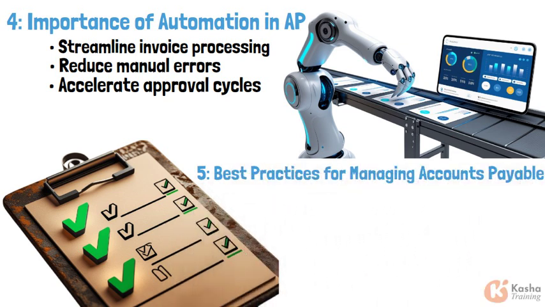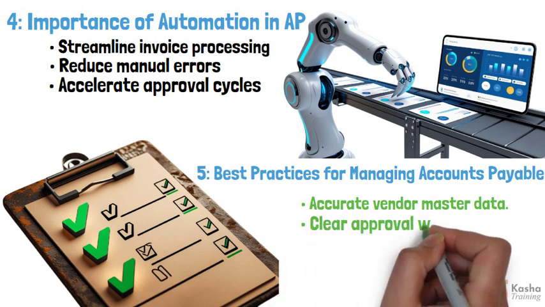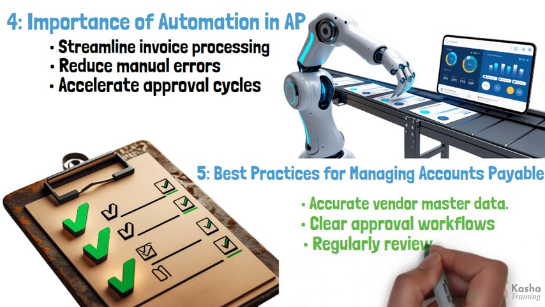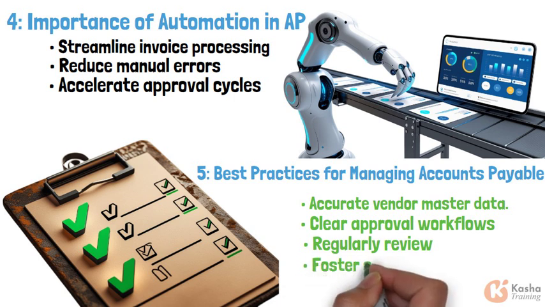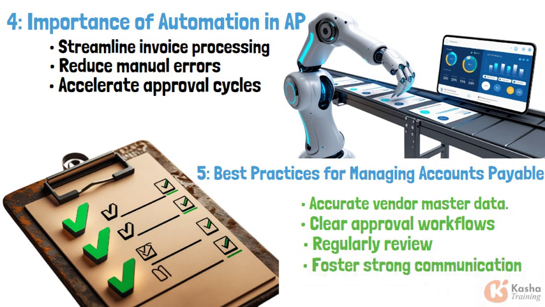5. Best practices for managing accounts payable. To optimize your accounts payable process, consider these best practices. Maintain accurate vendor master data. Implement clear approval workflows. Regularly review outstanding invoices. Foster strong communication with vendors to address any discrepancies promptly.